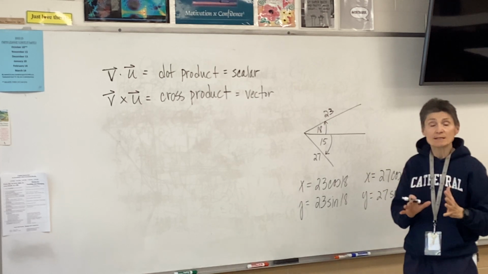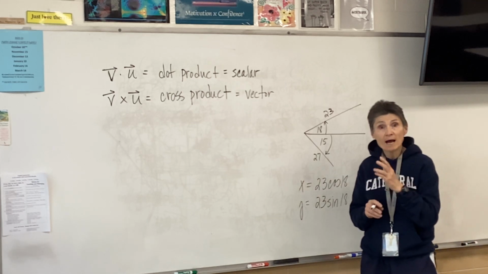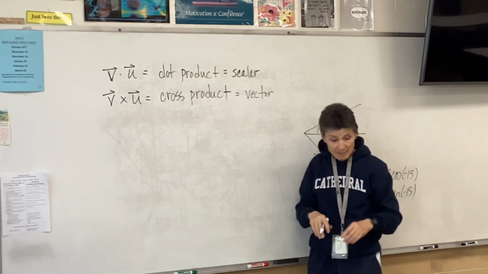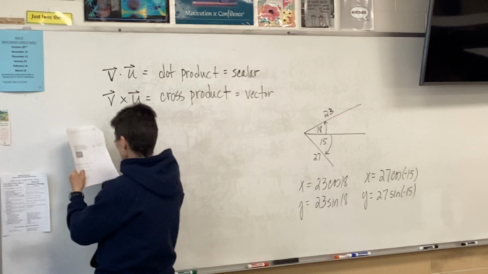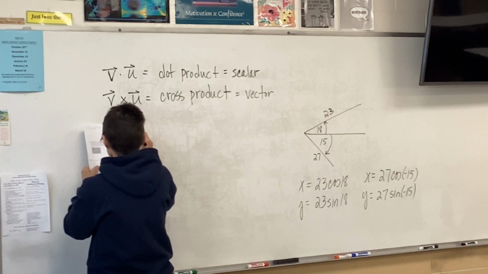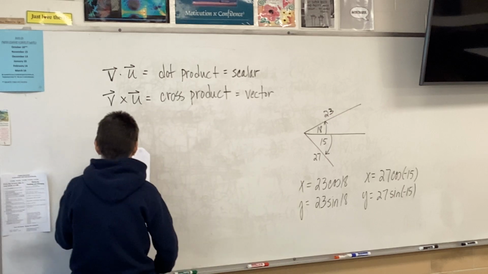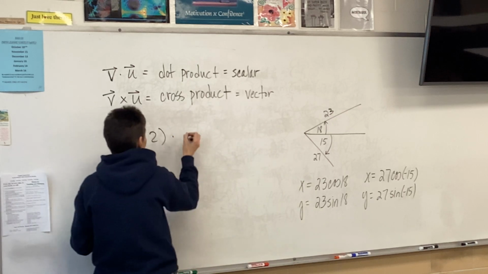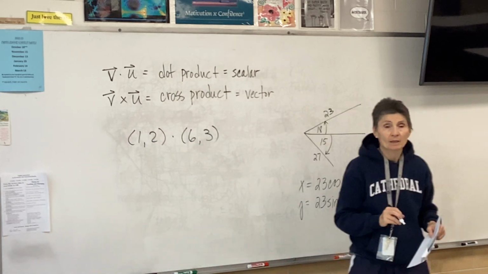Now today's lesson is all about the dot product. Today we're going to be dotting. So V dot U is the dot product, and our answer is going to be a single number. It is so easy, you're going to be amazed. So we are going to find the dot product of the vector whose coordinates are 1, 2, and the vector whose coordinates are 6, 3.